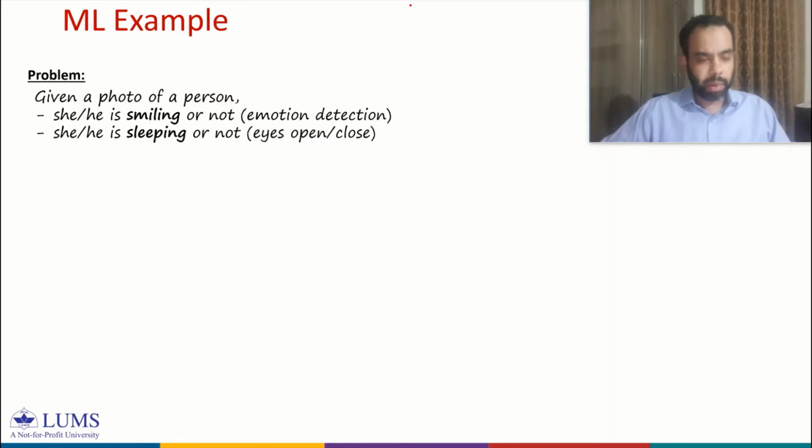Before we formulate this as a machine learning problem, let me give you a quick demo as a solution of this problem. Let me give you a demo of this problem in which we want to detect whether the person is smiling or not, or whether the eyes are open or closed in real time. So let me enable these features.